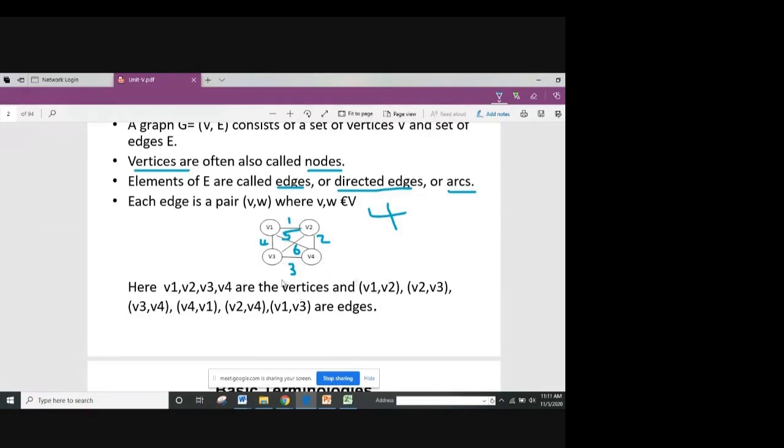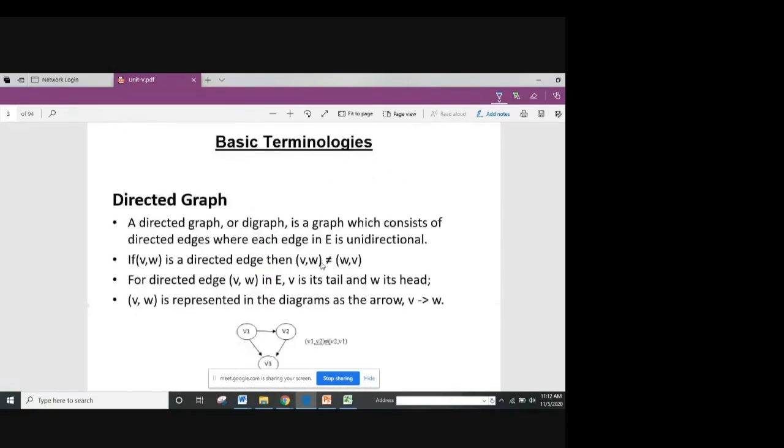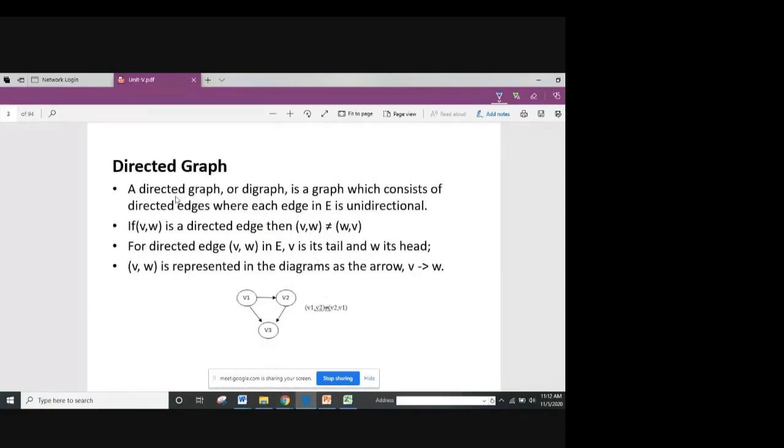edges, and it is an undirected graph because there is no arrow mark anywhere. You can go to both the sides. V1 to V2 and V2 to V1 also is possible. So here, what is a directed graph? A directed graph, you can also call it a digraph, has some direction. You can see here, you can travel from V1 to V2 but not V2 to V1.